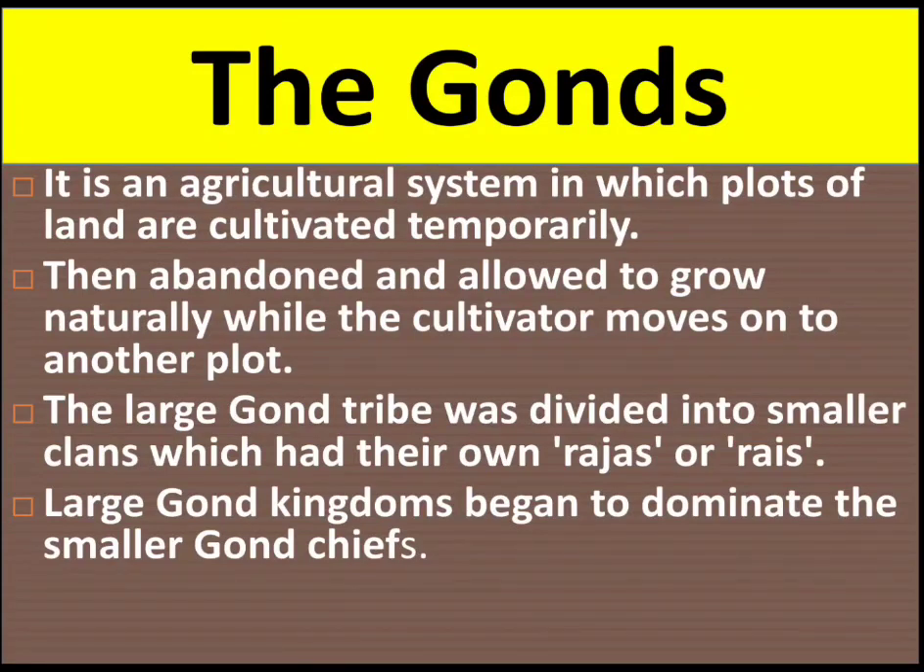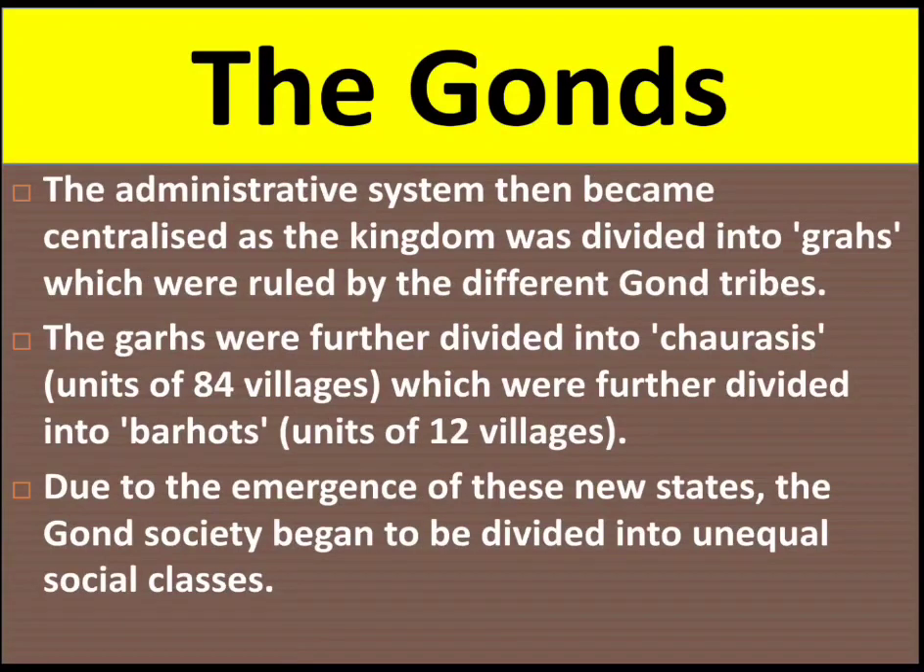The large Gond tribe was divided into smaller clans which had their own rajas or rais. Large Gond kingdoms began to dominate the smaller Gond chiefs. The administrative system then became centralized as the kingdom was divided into garhs, which were ruled by the different Gond tribes.